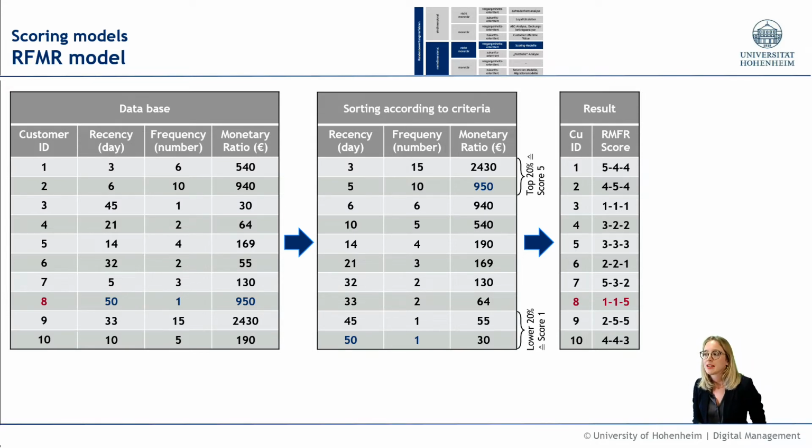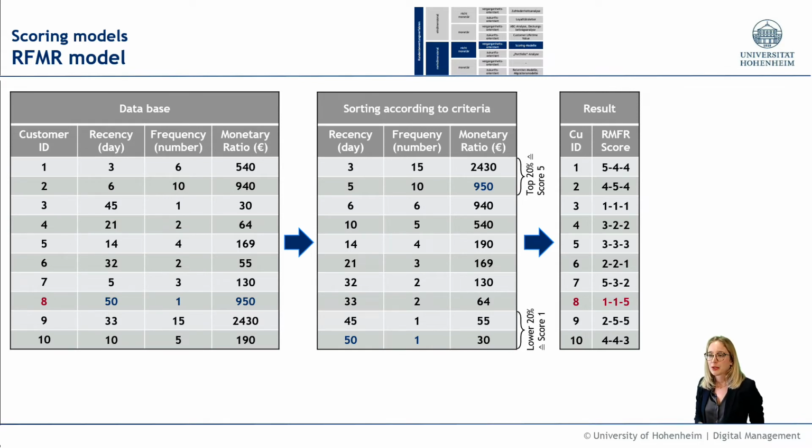In order to evaluate customers on the basis of these three criteria, it is assumed that it is considered positive for the company if the contribution margin is strongly positive, the customer buys frequently from the company, and the last purchase was not far in the past. Taking these assumptions into account, the customer can then be divided into 5 quantiles per criterion. This results in a value of 5 being assigned to the first 20%, a value of 4 to the next 20%, and so on. So as a result of this evaluation, one receives an RFMR score per customer.